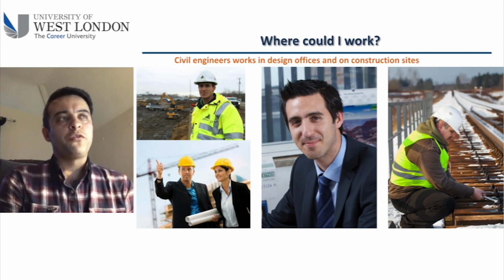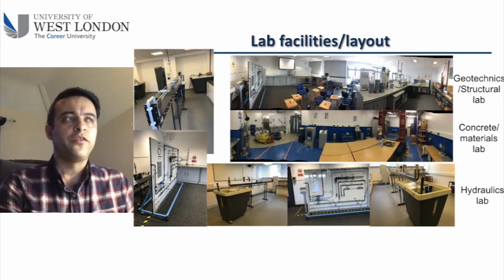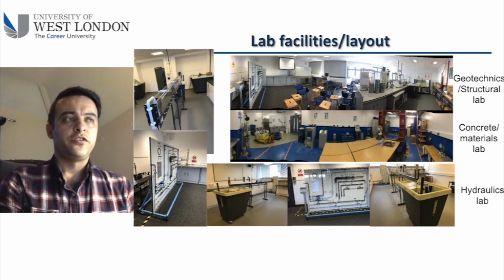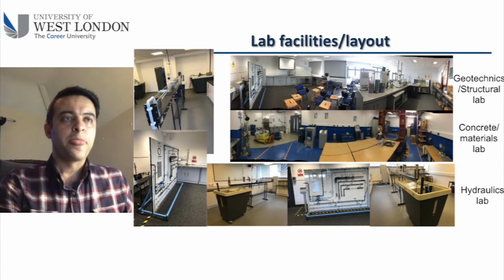And one more thing about the facilities and resources that we have at the University of West London. We have a number of different types of labs for civil engineering. You can see here the geotechnical and structural lab in the top figure, a dedicated construction and concrete lab in the middle, and at the bottom you can see a view of the hydraulic labs. Specifically for civil engineering, the university has invested hugely to equip all these labs with new equipment items, some of which you can see in this figure.